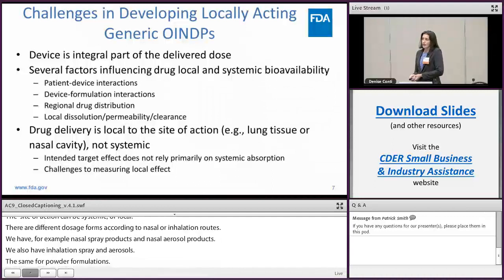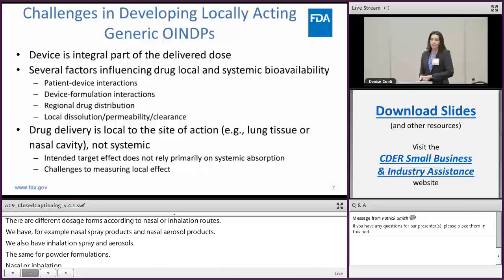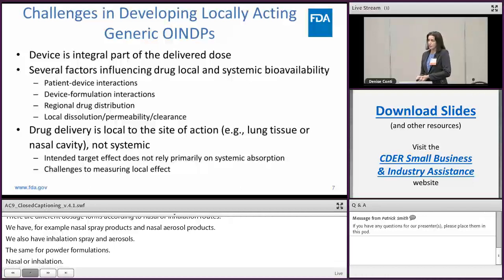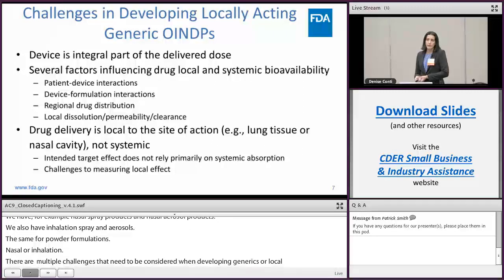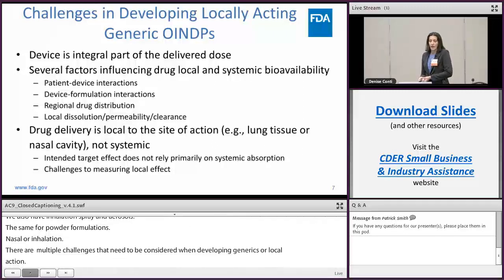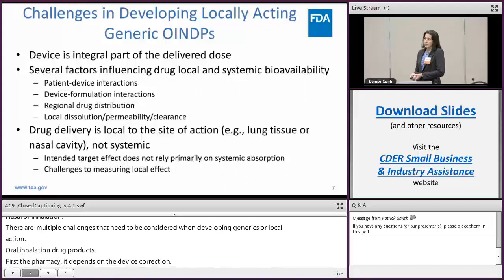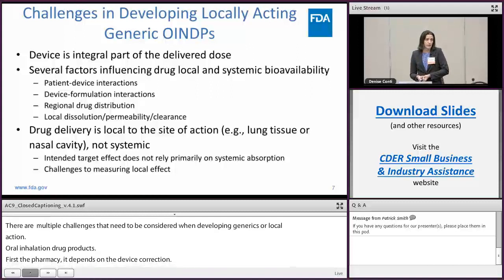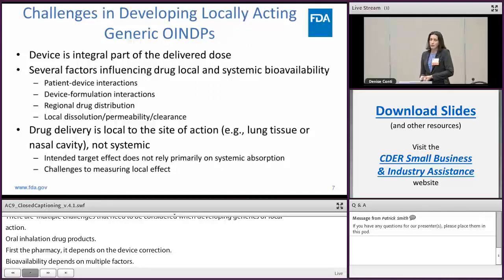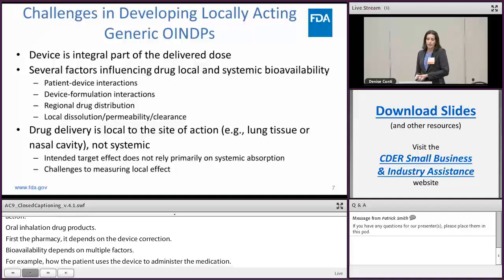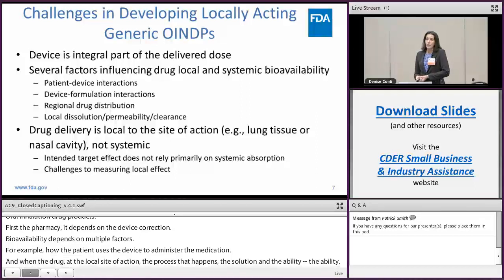There are multiple challenges that need to be considered when developing generics for local action, oral inhalation and nasal drug products. So first, the performance of the product depends on the device characteristics. Then, bioavailability of the drug depends on multiple factors. For example, how the patient uses the device to administer the medication. And when the drug is in the local site of action, all the processes that happen: dissolution, permeability, clearance. In addition to that, at this present moment, there is no practical way to measure the amount of drug that is delivered to the lung or nasal cavity.